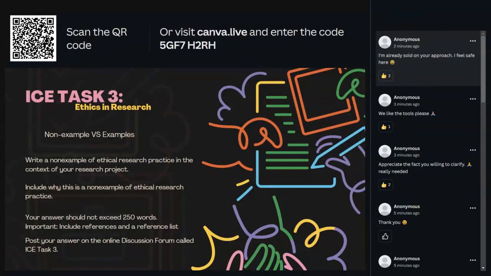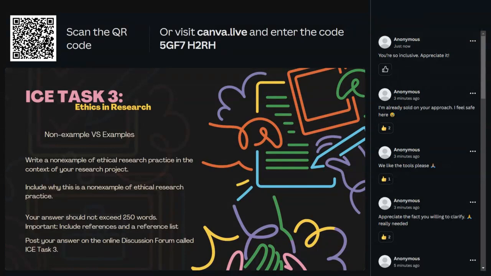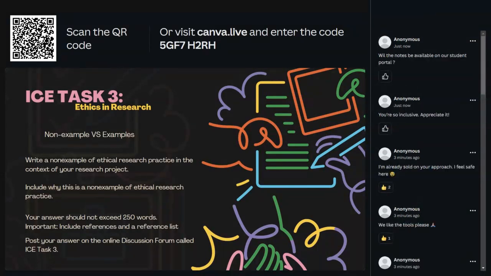Okay, so ISTASK 3 is focused on ethics in research, and they've almost flipped what the approach of writing should be by asking it in a unique, upside down, backwards, reverse kind of way. So asking you about non-examples. But non-examples, in order to articulate or unpack them fully, we should also understand what an example is. And it's almost a non-example versus example type of clarity that you need.